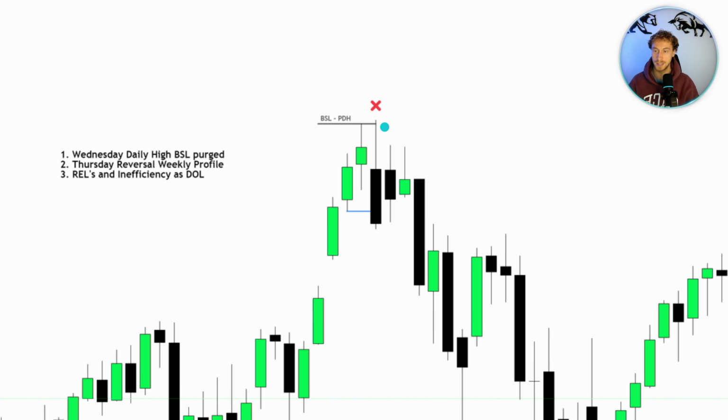We are raiding buy side liquidity here, previous day high, and from there price is seeking lower prices and is trading into internal range liquidity. So internal range liquidity is a form of sell side liquidity here, an inefficiency, a buy side imbalance, sell side inefficiency. So my internal range liquidity here is the draw on liquidity and my target for this trade.